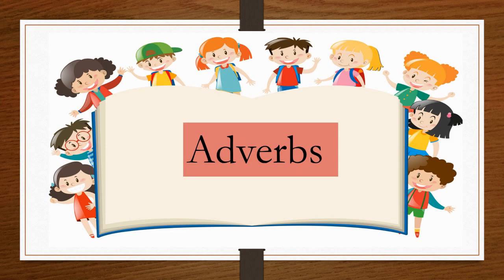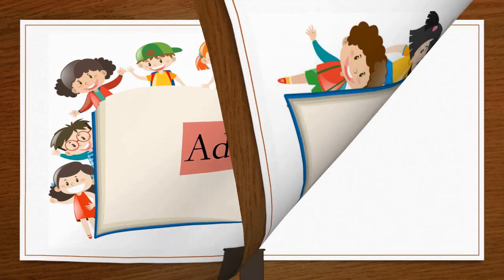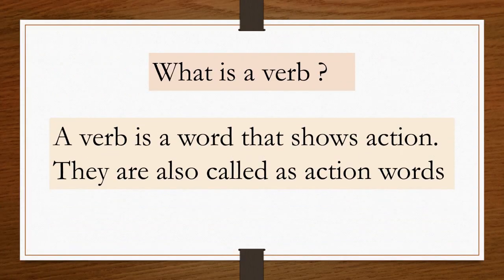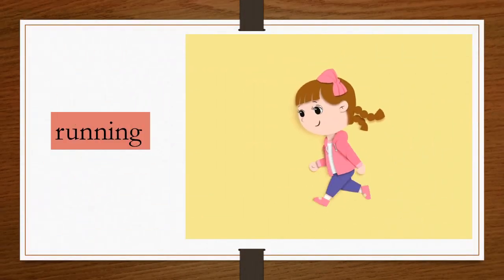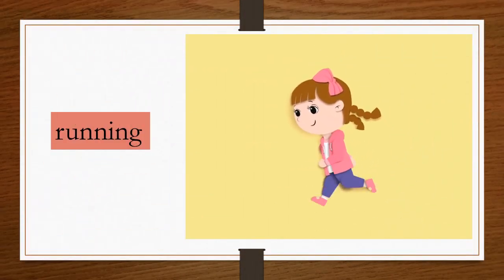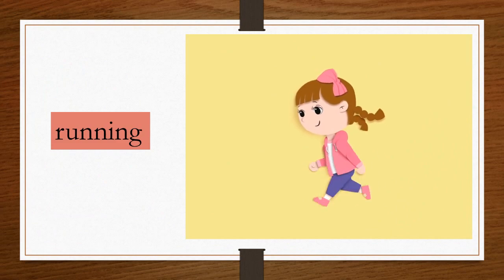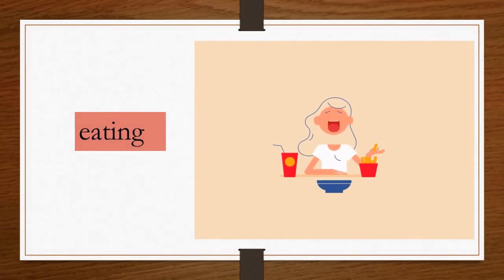Before we start with our topic, I would like to ask you a question. Do you know what is a verb? Yes, correct answer. A verb is a word that shows action. They are also called as action words. Some examples of verb are running, eating. Now you know what is a verb. Let's see what is an adverb.